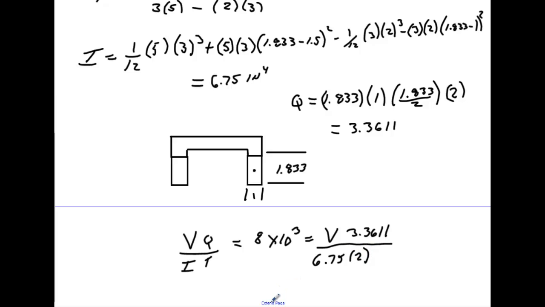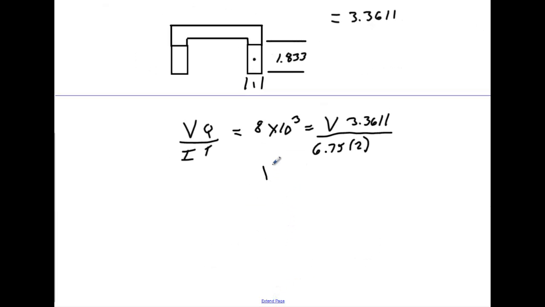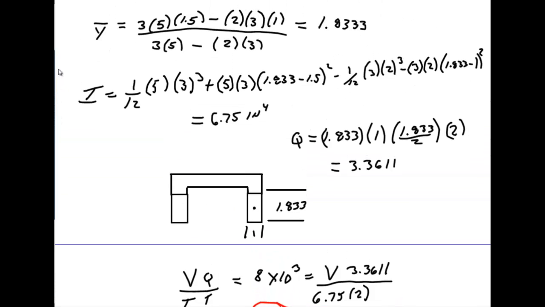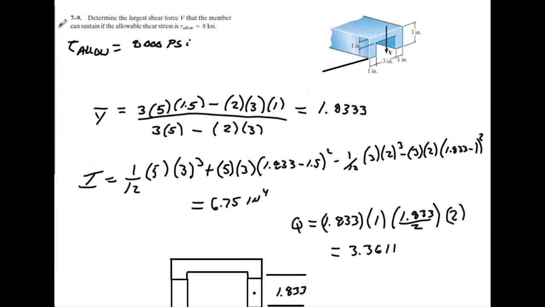All you have to do now is solve for V. And when you do, you'll get V as 32,132 pounds, or 32.1 kips. That's all there is to it. Not too bad. Again, the unique thing about this is you have to use the parallel axis theorem to find the centroid, but everything else is identical. Okay?